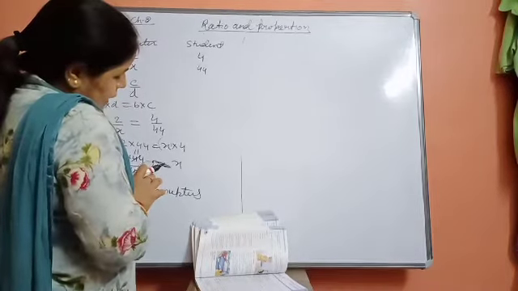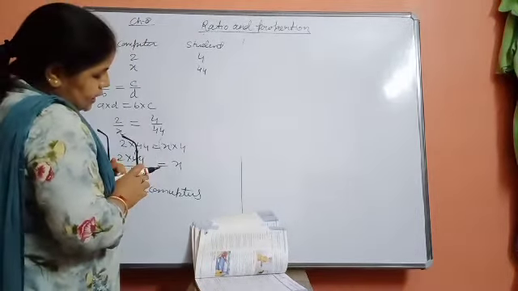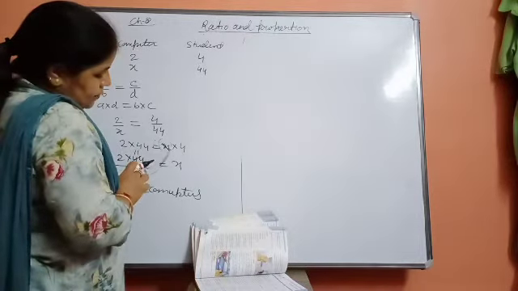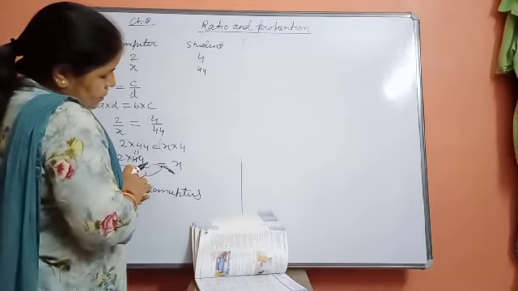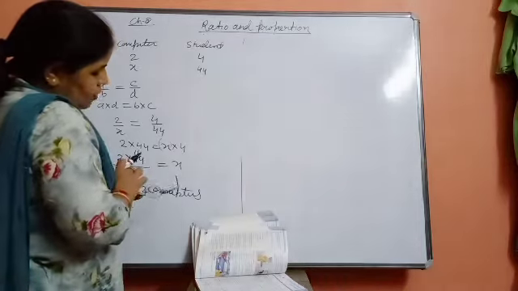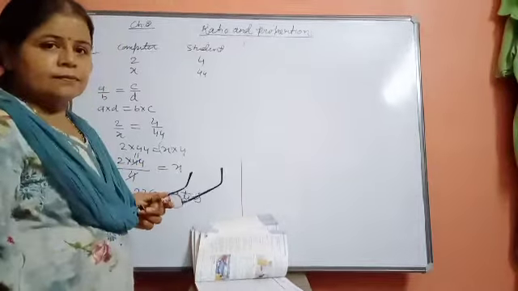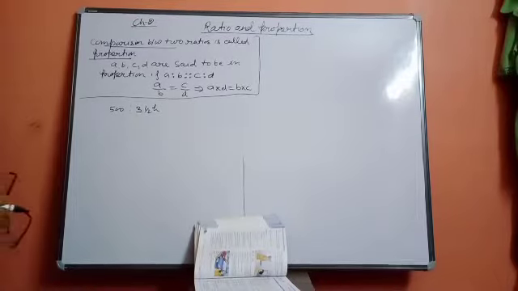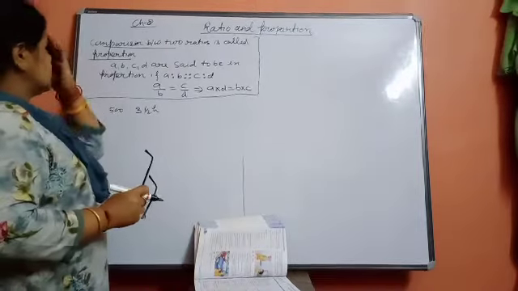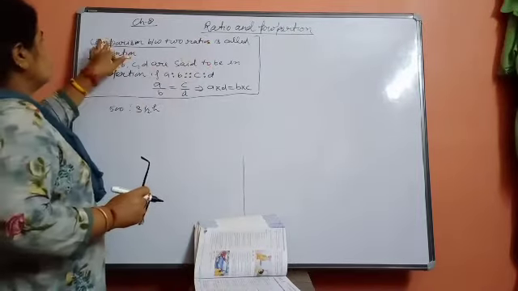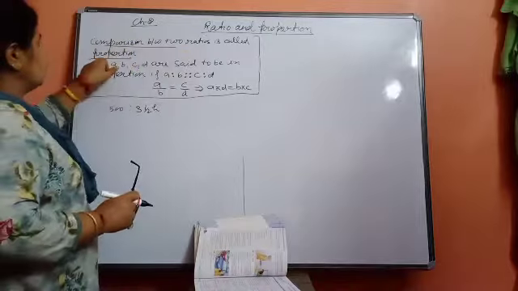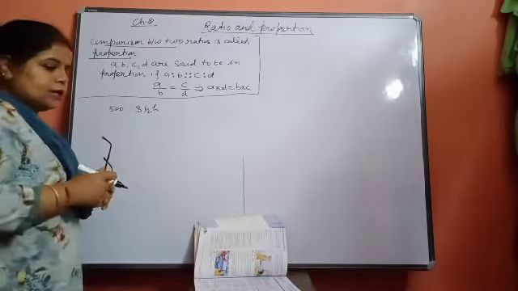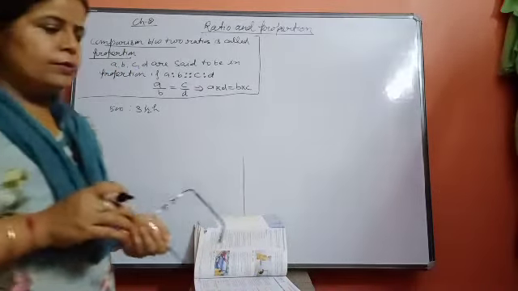A tap can fill a tank of 500 liter in 3 hours and 30 minutes. How much time will it take to fill half of the tank? Yes beta, just try ratio and proportion. Comparison between two ratios is called proportion. Just try to understand this concept, then only you will be able to do it.